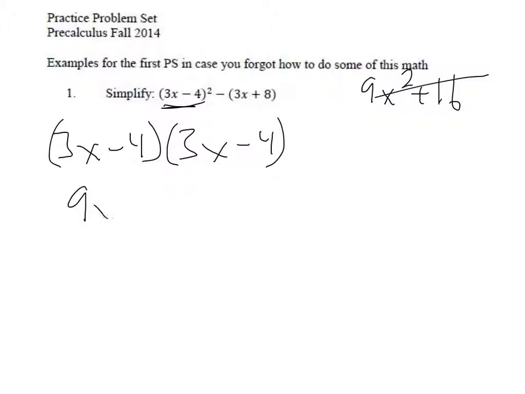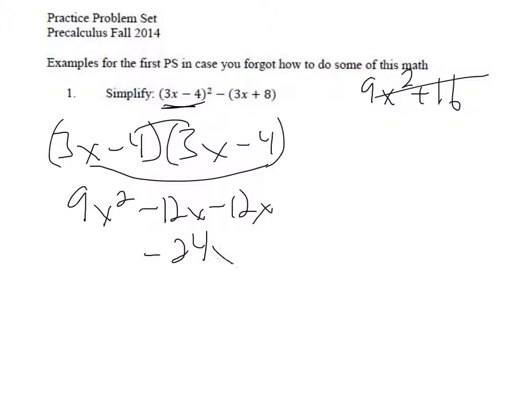So that gives me 9x squared. Then the outside is negative 12x, and the inside is another negative 12x, and hopefully you can do that in your head and know that that's negative 24x. Then negative 4 times negative 4 is positive 16. So that leaves me 9x squared minus 24x plus 16.